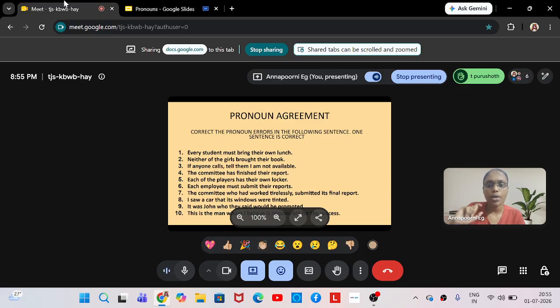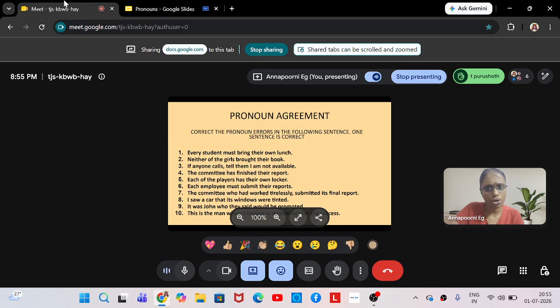The committee who had worked tirelessly submitted its final report. So this is the correct sentence. Then: I saw a car that its windows were tinted. I'm sorry, in the seventh one, who should be changed to which: The committee which had worked tirelessly submitted its final report. In the eighth one: I saw a car that its windows were tinted. That is correct.